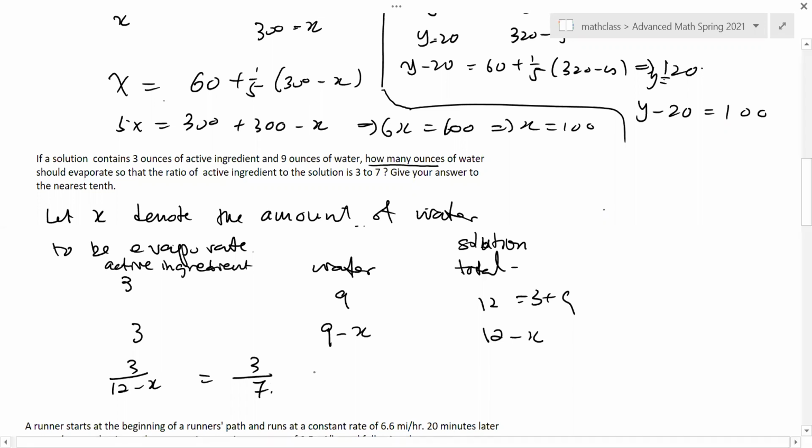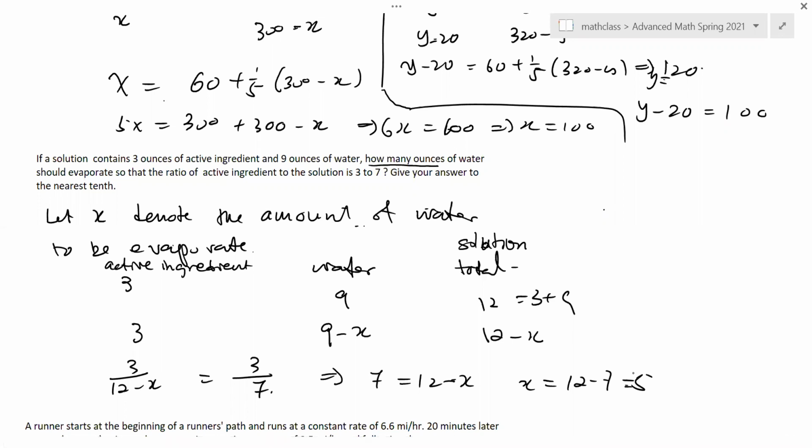All right, so once you set up the equation, you can solve it. The 3 is gone. It's 7 equals 12 minus X. X is going to be 12 minus 7, and that is going to be 5. And you got 5. Andrew, did you get the same equation? Yeah.